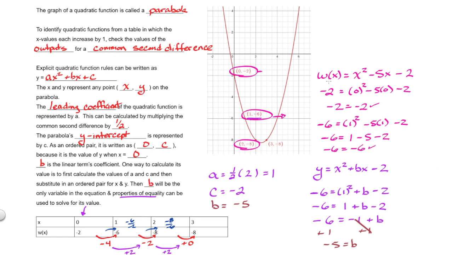One more point just to make sure we're correct. And that'll be this one right here. And so I'll put in -8 for my output. I'll put in my 2 for my input. And I get -8 is equal to 4.